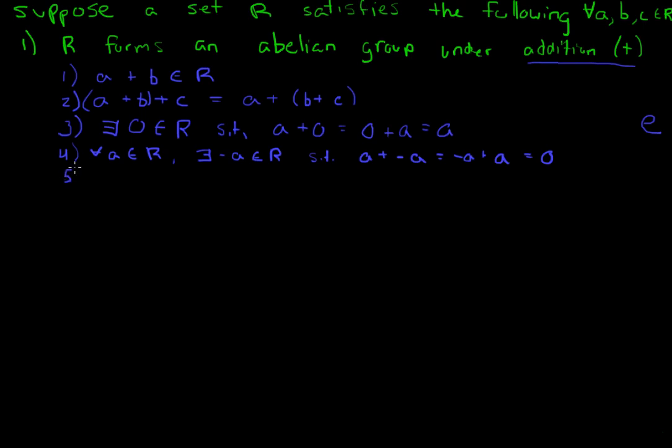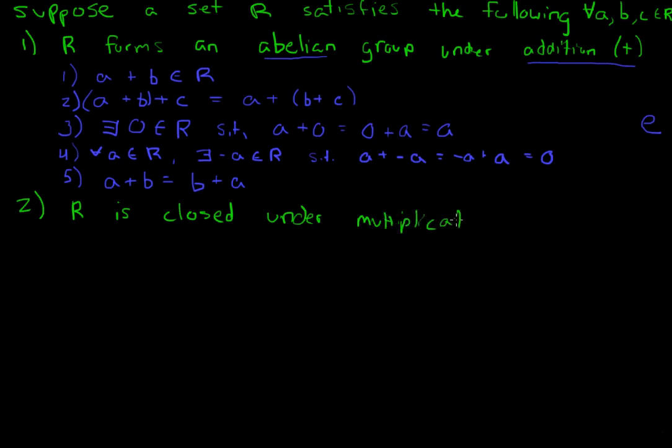And lastly, number 5, since this is an abelian group, we know that A plus B is equal to B plus A. Alright, so far, I've just told you I have a set R, and it forms an abelian group under addition. On top of that, I'm going to say that R is closed under the operation multiplication, which we will denote with either just a dot, or sometimes you'll see a star. I'm going to use the dot for my videos.